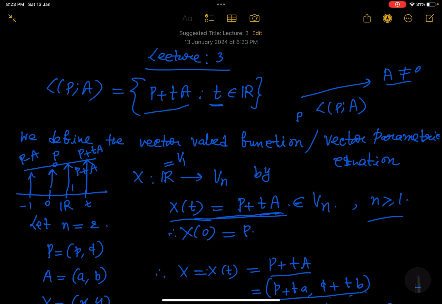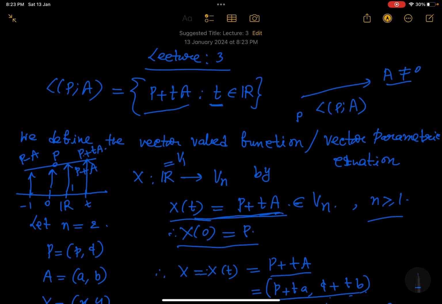In particular, if you put t equals 0, you get x of 0 equals P. Similarly, x of 1 goes to P plus A, x of minus 1 goes to P minus A, and in general x of t goes to P plus tA. That's why this is called a vector equation. So you can represent a line in the form of a function, not only a function but a vector function. This is also called the vector parametric equation of the given line L of P comma A.